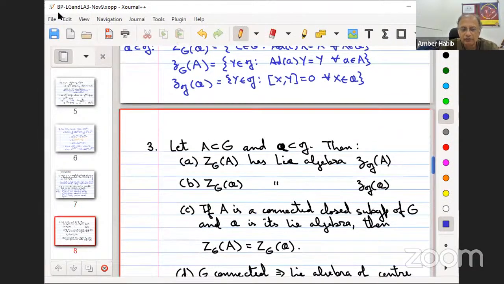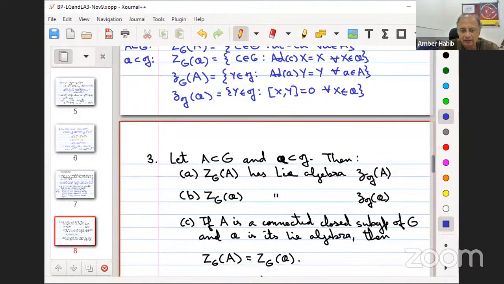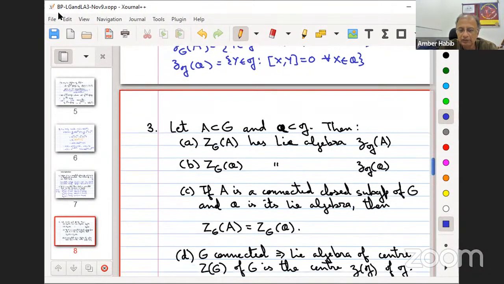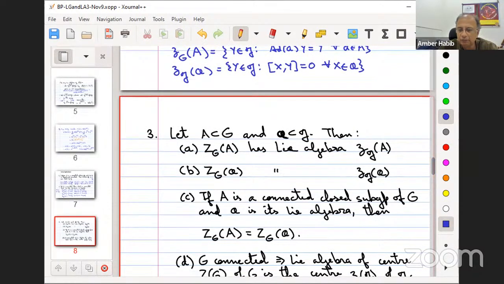And finally, if the two sets are connected, like suppose capital A was actually a connected closed subgroup of G, and little a was its Lie algebra, then the two things would merge. The centralizer of capital A and the centralizer of little a would be the same, and the centralizers in G would be the same. But once these two are the same, then of course their Lie algebras are the same, so this would imply that these two centralizers also match.